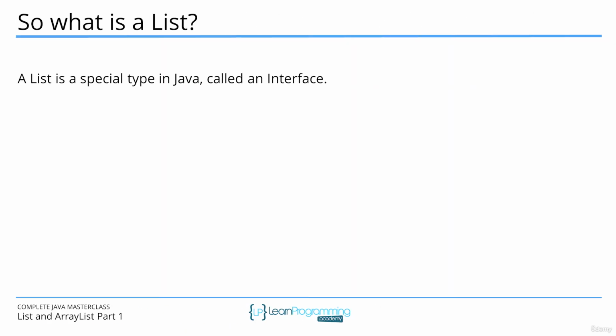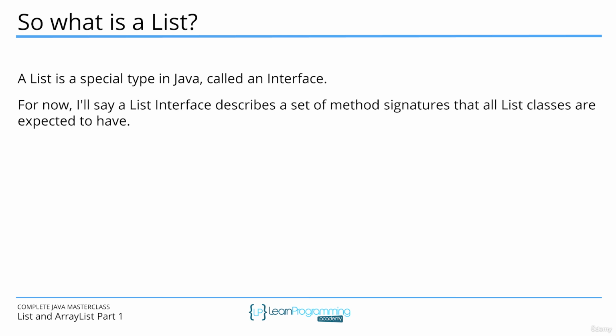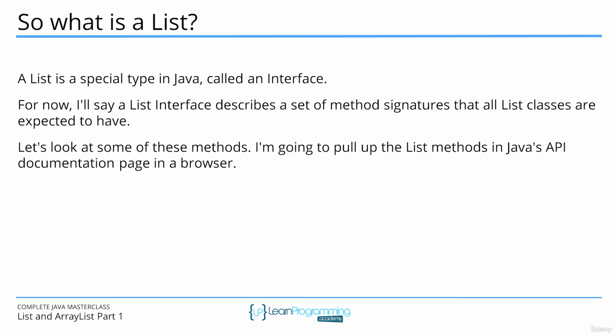A list is a special type in Java called an interface. We'll have a whole section on interfaces coming up in the next section of this course. For now, I'll say a list interface describes a set of method signatures that all list classes are expected to have. Let's look at some of these methods. I'm going to pull up the list methods in Java's API documentation page in a browser.